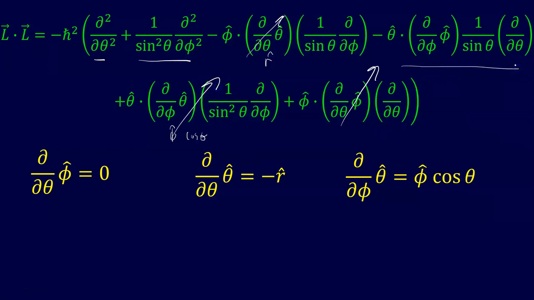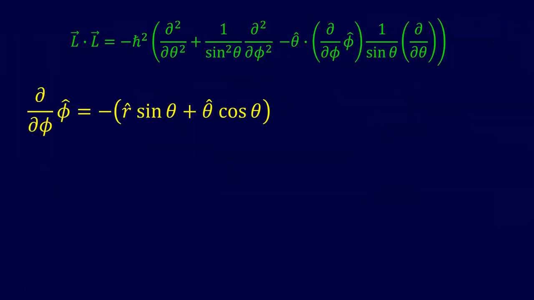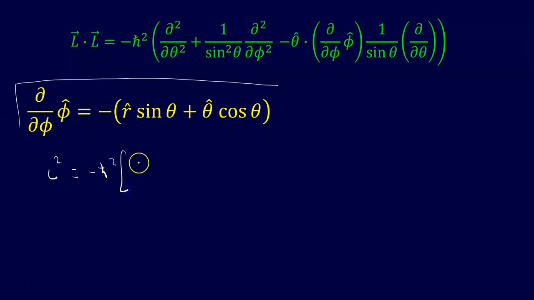This one is going to be a little bit more interesting. And so let's look at that one. And so again, I advise you to go through and do these derivatives, but I got d phi of phi hat is this right here. And so if I write out this L squared piece, I get negative h bar squared, the second derivative of theta squared. So these are the first two pieces that we've already done the dot products. We like those pieces.